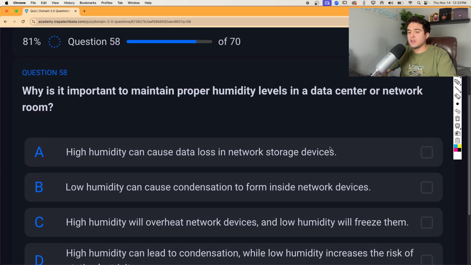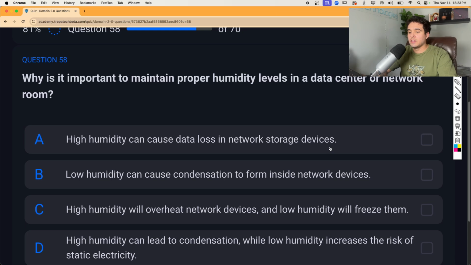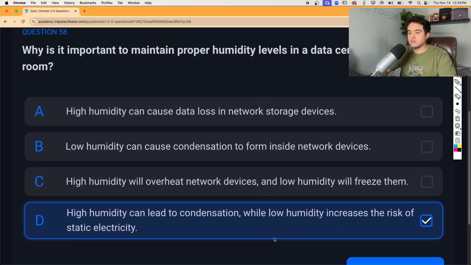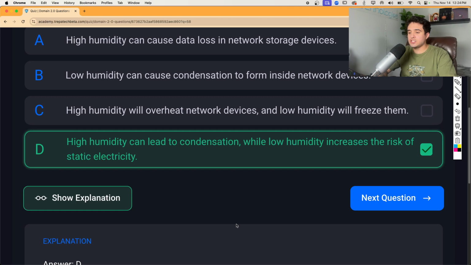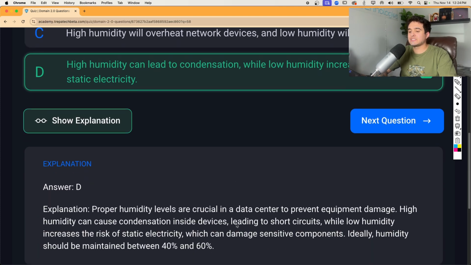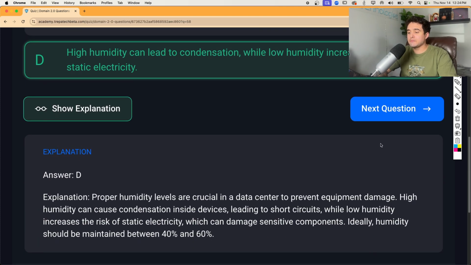Question 58. Why is it important to maintain proper humidity levels in a data center or network? Data loss. Let's go with D here. High humidity can lead to condensation, while low humidity increases the risk of static electricity. Kind of another repeat. Read the explanation if you'd like. Pause the video.